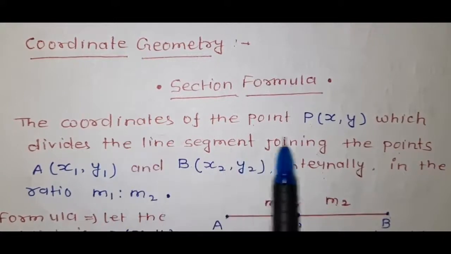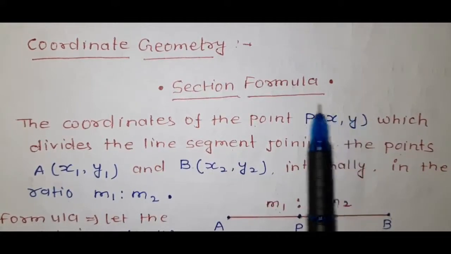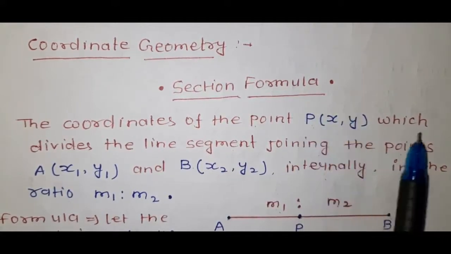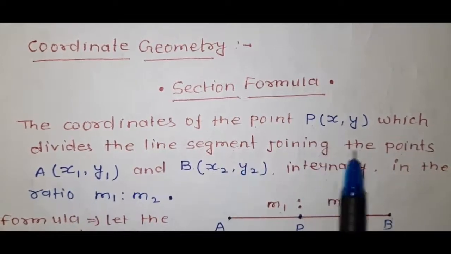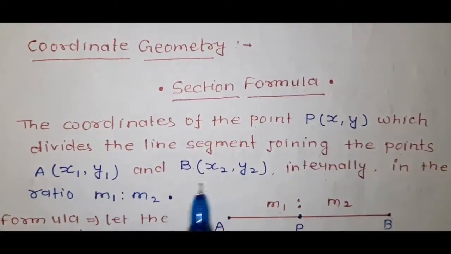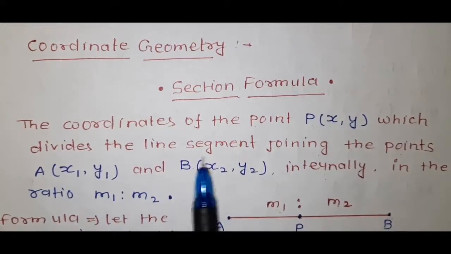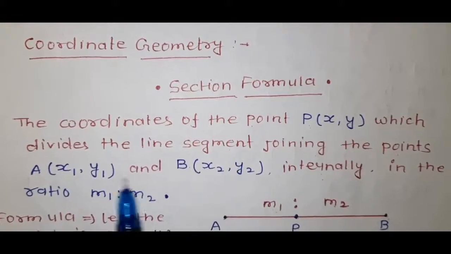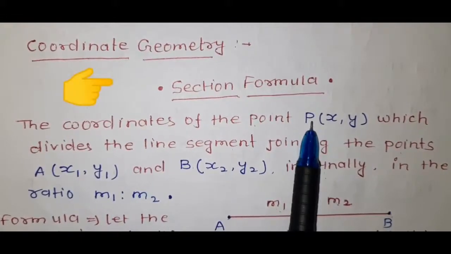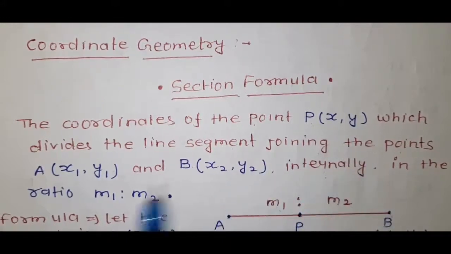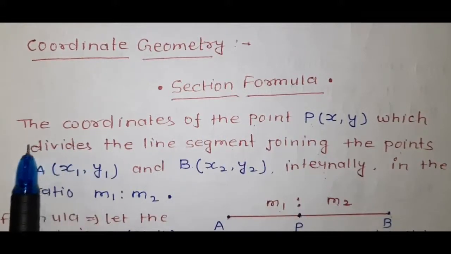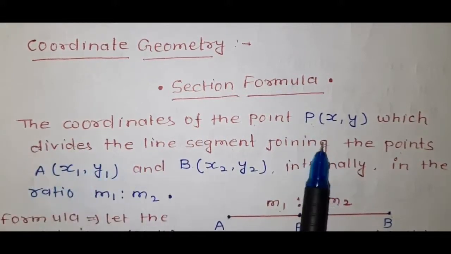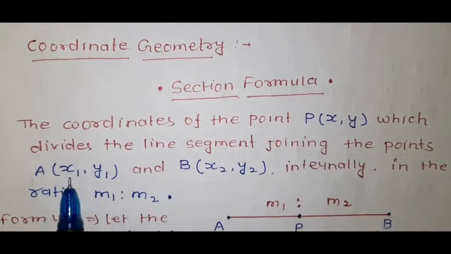The coordinates of the point P. So there is a point P whose coordinates we have to find, which divides the line segment joining the points A and B. So there will be 2 points A and B, and by joining these 2 points we will get a line segment, and on this line segment we will have a point P. What is this point P doing? It divides the line segment joining the points A and B.